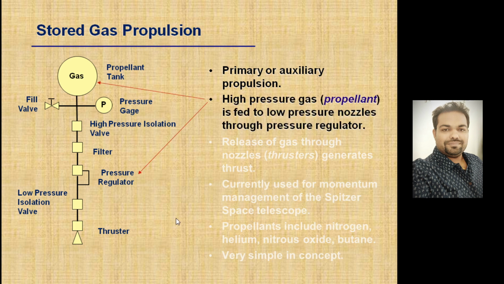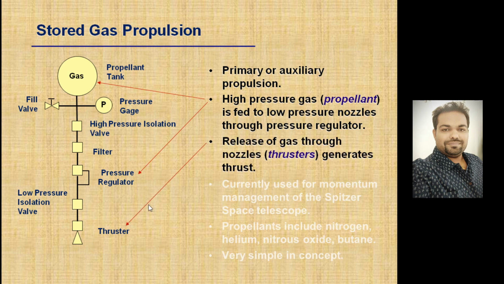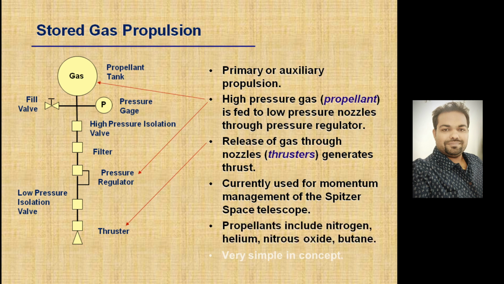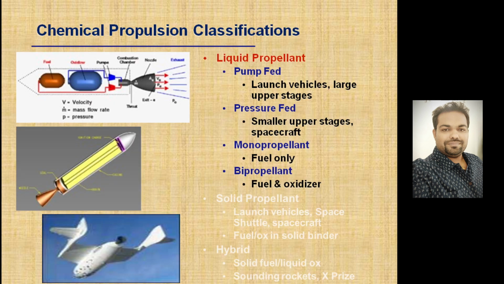So high pressure gas or propellant is fed to the low pressure nozzle through pressure regulators. Through the pressure regulator, release of gas through the nozzle generates the thrust. It is currently used for momentum management of space telescopes. Propellants include nitrogen, helium, nitrous oxide, and butane. Very simple in concept. This is a very simple propulsion system called stored gas propulsion, and it's been used for momentum management, particularly on the spacecraft telescope.